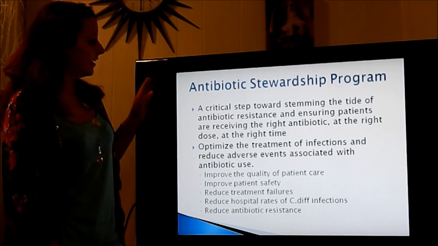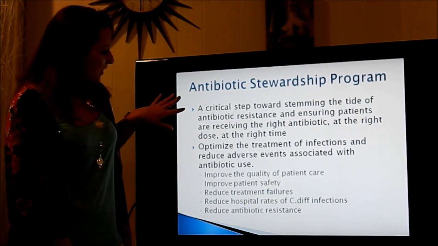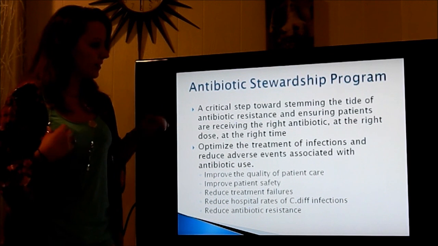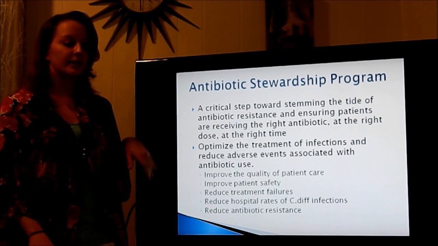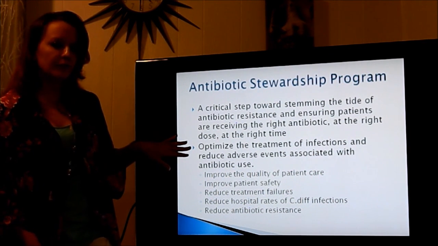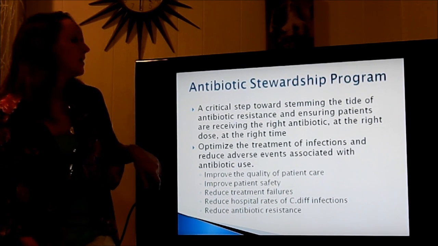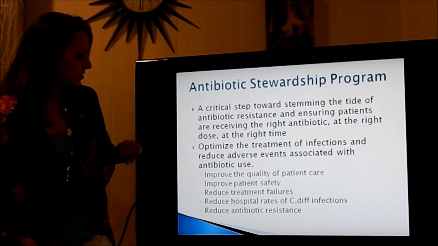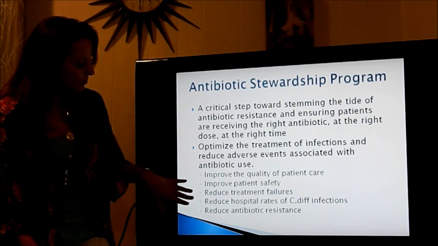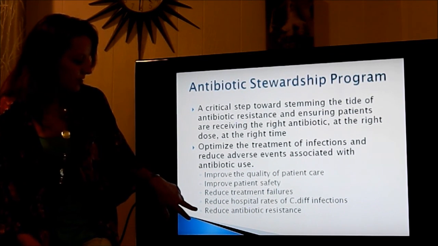And this is a slide on the antibiotic stewardship program, which the CDC helped develop. It is a critical step towards stemming the tide of antibiotic resistance and ensuring patients are receiving the right antibiotic at the right dose at the right time. Antibiotic stewardship programs help to optimize the treatment of infections and reduce adverse events associated with antibiotic use. And it's proven that antibiotic stewardship programs improve the quality of patient care, improve patient safety, reduce treatment failures, reduce hospital rates of C. diff infections, and reduce antibiotic resistance.